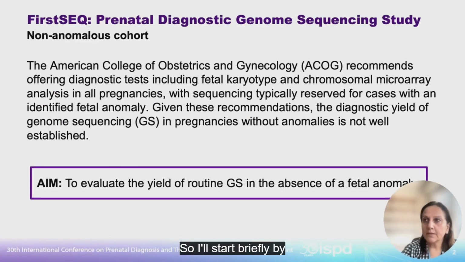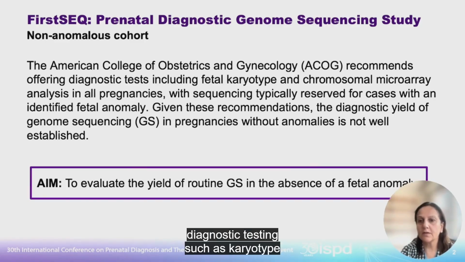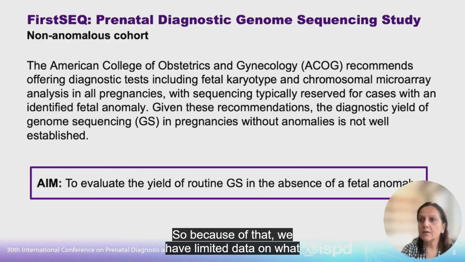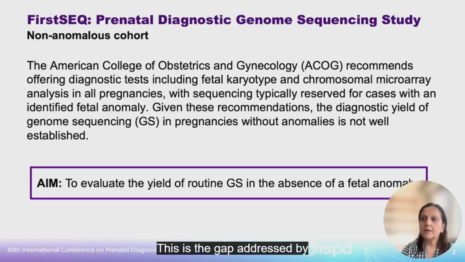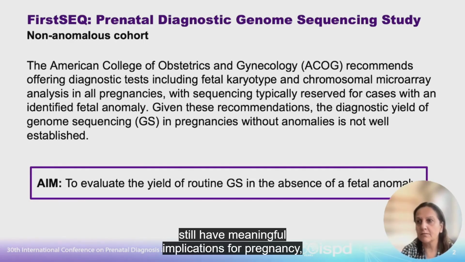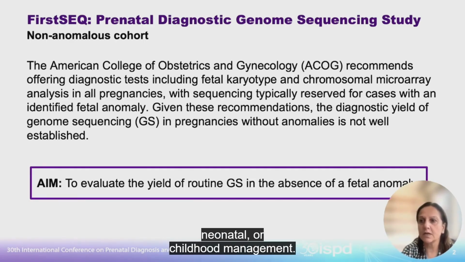So I'll start by framing the question behind the study. In current prenatal diagnostics, tests such as karyotype and microarray are offered broadly, but genome sequencing is usually reserved for pregnancies with fetal anomalies on ultrasound. Because of that, we have little data on what genome sequencing adds when there is no fetal anomaly. This is a gap addressed by our study on a non-anomalous cohort. The aim of the study was to evaluate the diagnostic yield of routine prenatal genome sequencing in pregnancies without identified anomalies, and to understand whether these findings could still have meaningful implications for pregnancy, delivery, or child management.